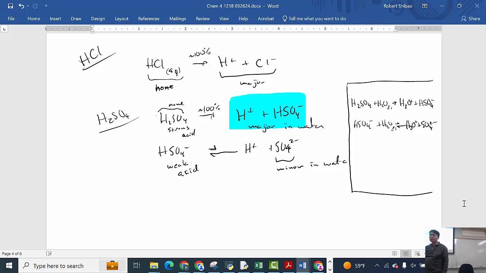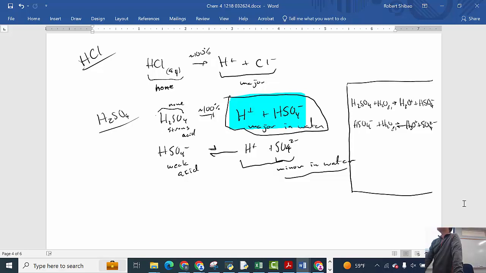The minor species would be the second proton and the sulfate in water. The major species is this in water. However, if we have a base that's stronger than water, and water is not a very strong base, water is a very weak base, then it has no problem plucking that second proton off. So if we have a stronger base like carbonate, carbonate can do that easily.